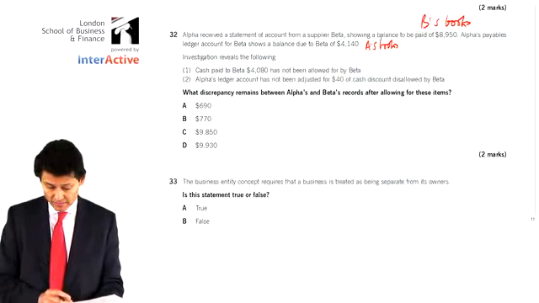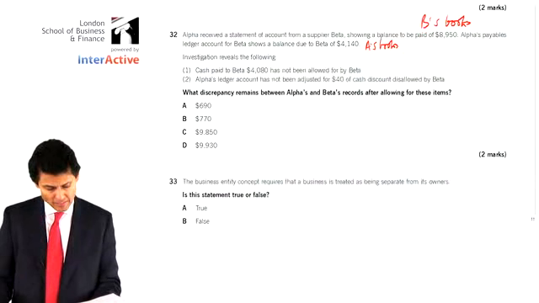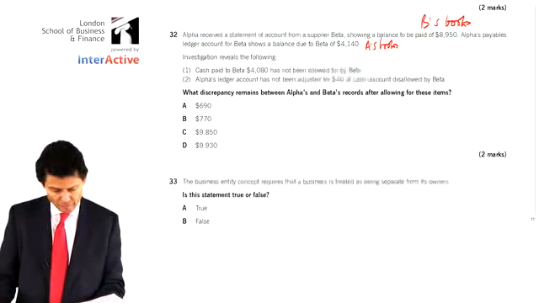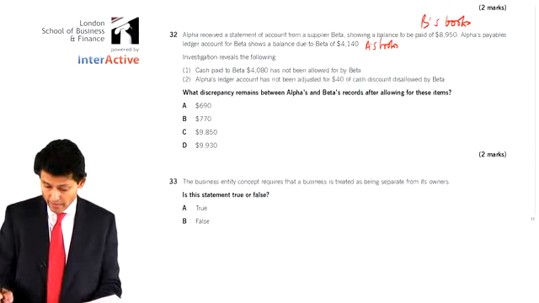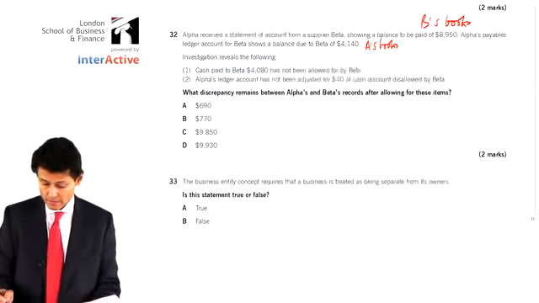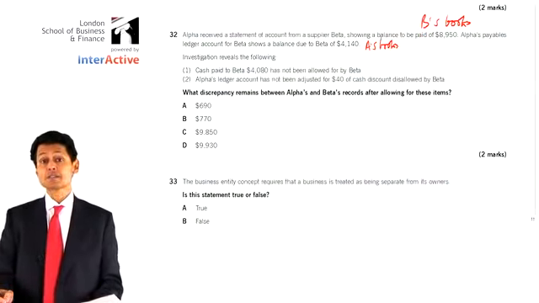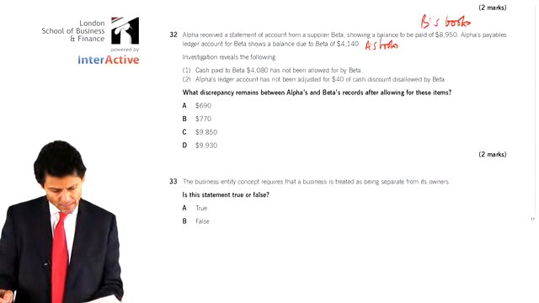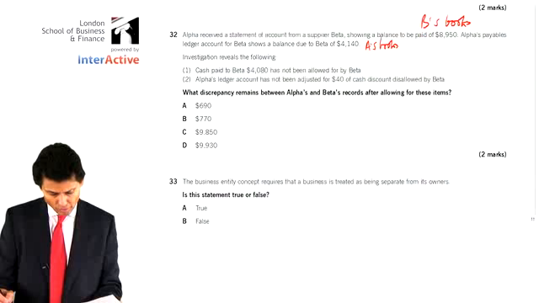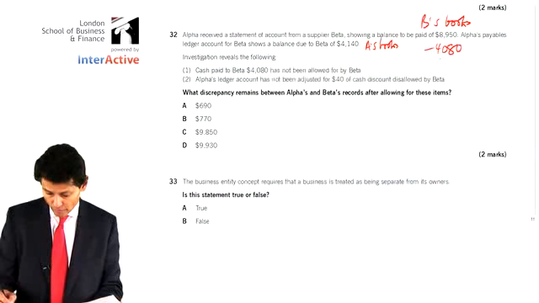Investigation reveals the following. Cash paid to Beta has not been allowed for by Beta of 4080. So, Beta's books says 8,950 is due from Alpha. This is in Beta's books. But of course, Beta hasn't quite allowed for the 4080.